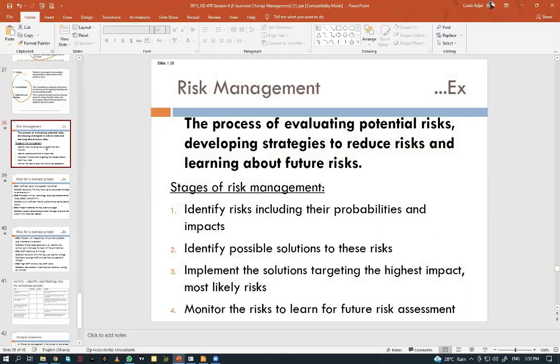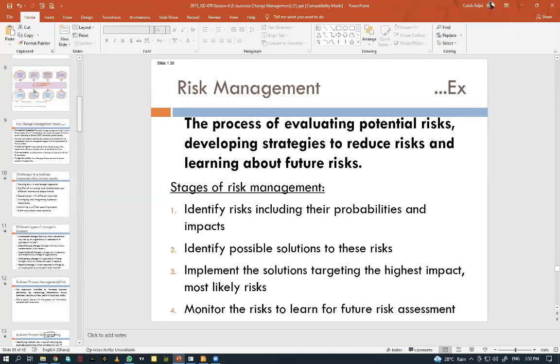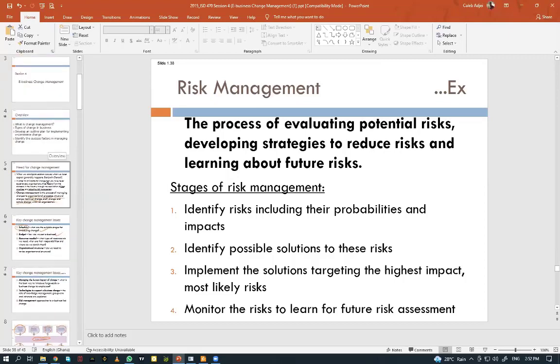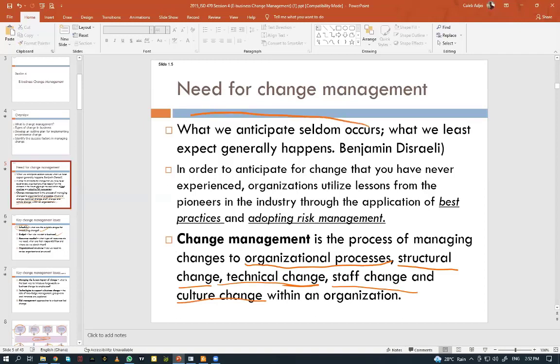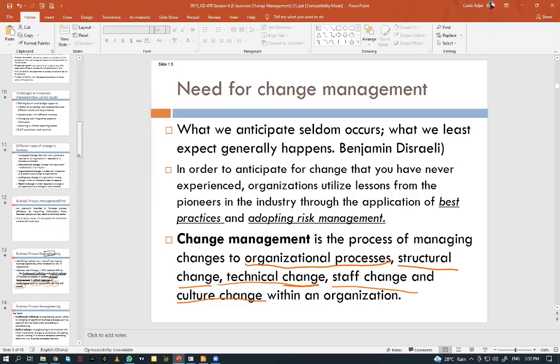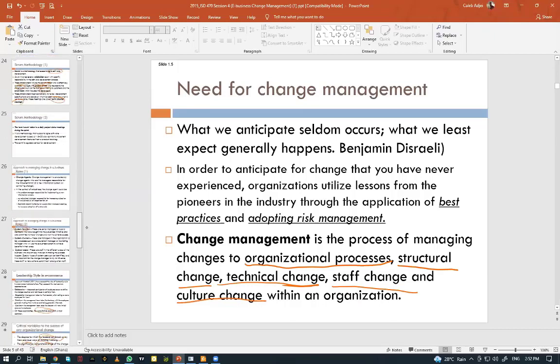Let's look at the last chapter for today, which we call risk management. This is going to be my last topic for today. Risk management. Don't forget on our fifth slide, we said what we anticipate doesn't happen to us. What we least expect is what actually happens to us. And that is what we call risk, okay? That is what we call risk.